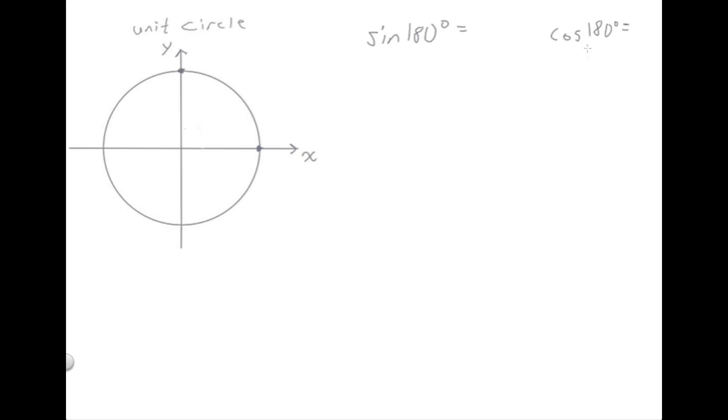Pause the video and try to work these out. Now 180 degrees would be this angle. So that would take us to this point. I think we already talked about this point. This point has an x-coordinate of -1. And I tried to kind of trick you here by switching the positions of the sine and the cosine. I hope you didn't fall for that trick. So the cosine here, the x-coordinate, would be -1. And the y-coordinate here would be 0. So now we figured out the cosine and the sine of 180 degrees.